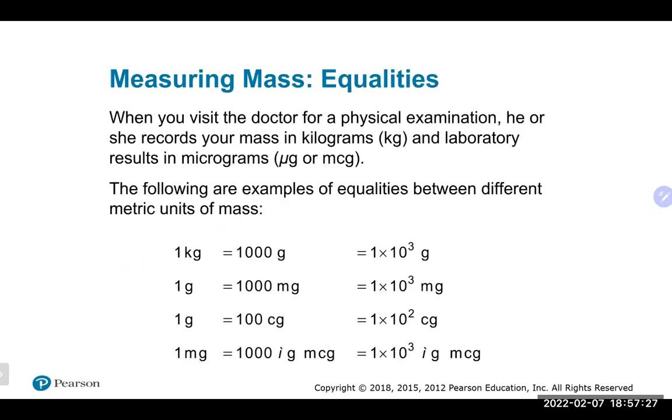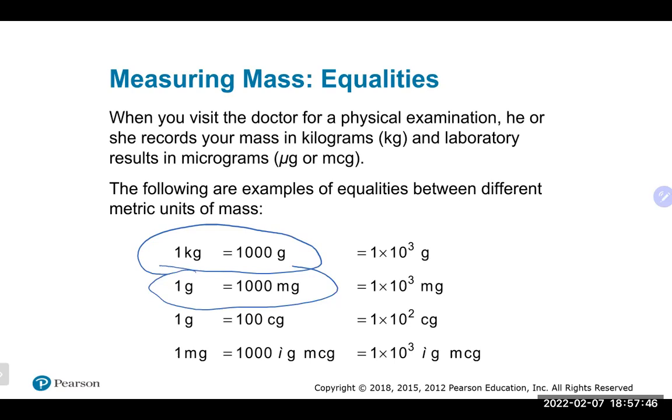Now, mass as well has a couple of very common equalities that we come across. A kilogram is 1,000 grams. That is definitely something that we see a lot. A gram is 1,000 milligrams. That also comes around a lot. So those two as well.